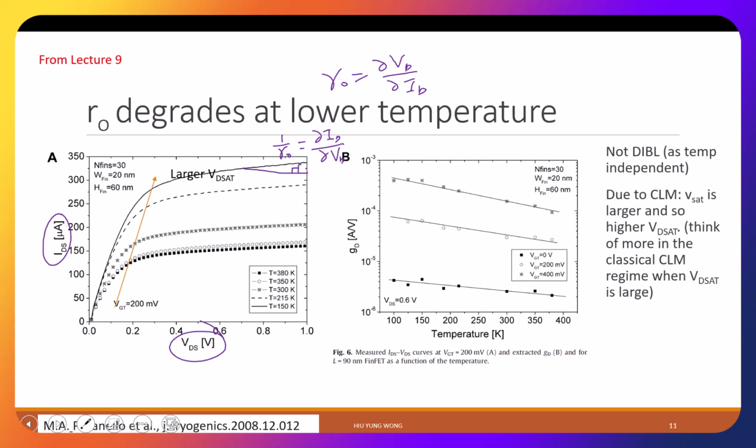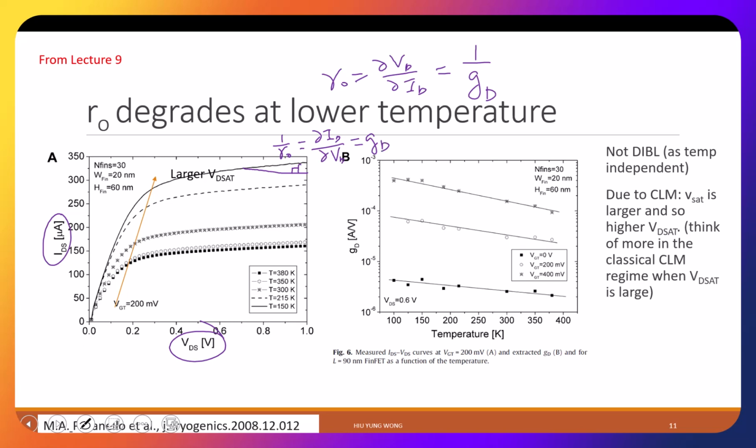That's why, just like I said, you rotate 90 degrees, then you will see the meaning of that. It turned out that when you reduce the temperature from 380 Kelvin all the way to 150 Kelvin, this slope is actually larger. 1 over R0 is larger, which means that R0 is smaller. Here we need to introduce another concept. R0 is the output resistance, 1 over the output conductance, GD.